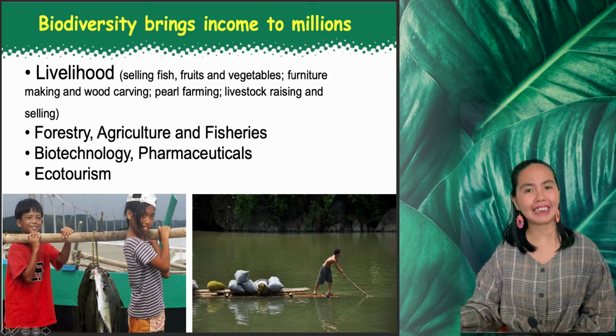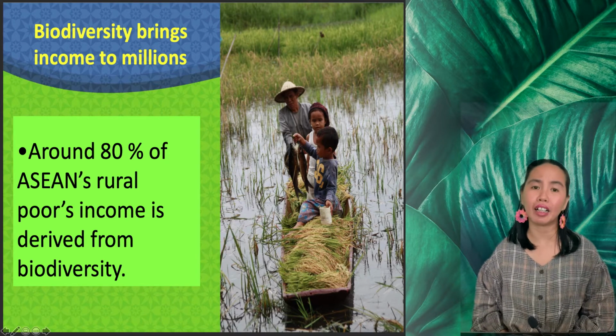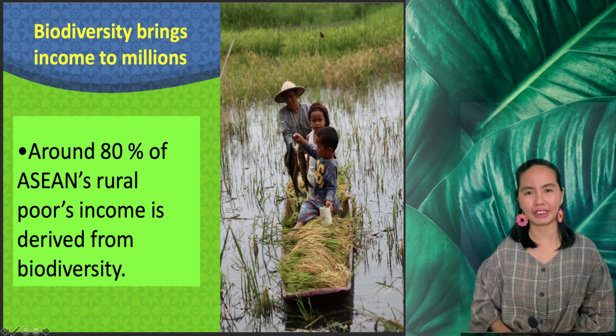Biodiversity brings income to millions. Livelihoods such as selling fish, fruits and vegetables, furniture making and wood carving, pearl farming, livestock raising and selling, forestry, agriculture and fisheries, biotechnology, pharmaceuticals and ecotourism. Around 80% of Asia's rural poor's income is derived from biodiversity.